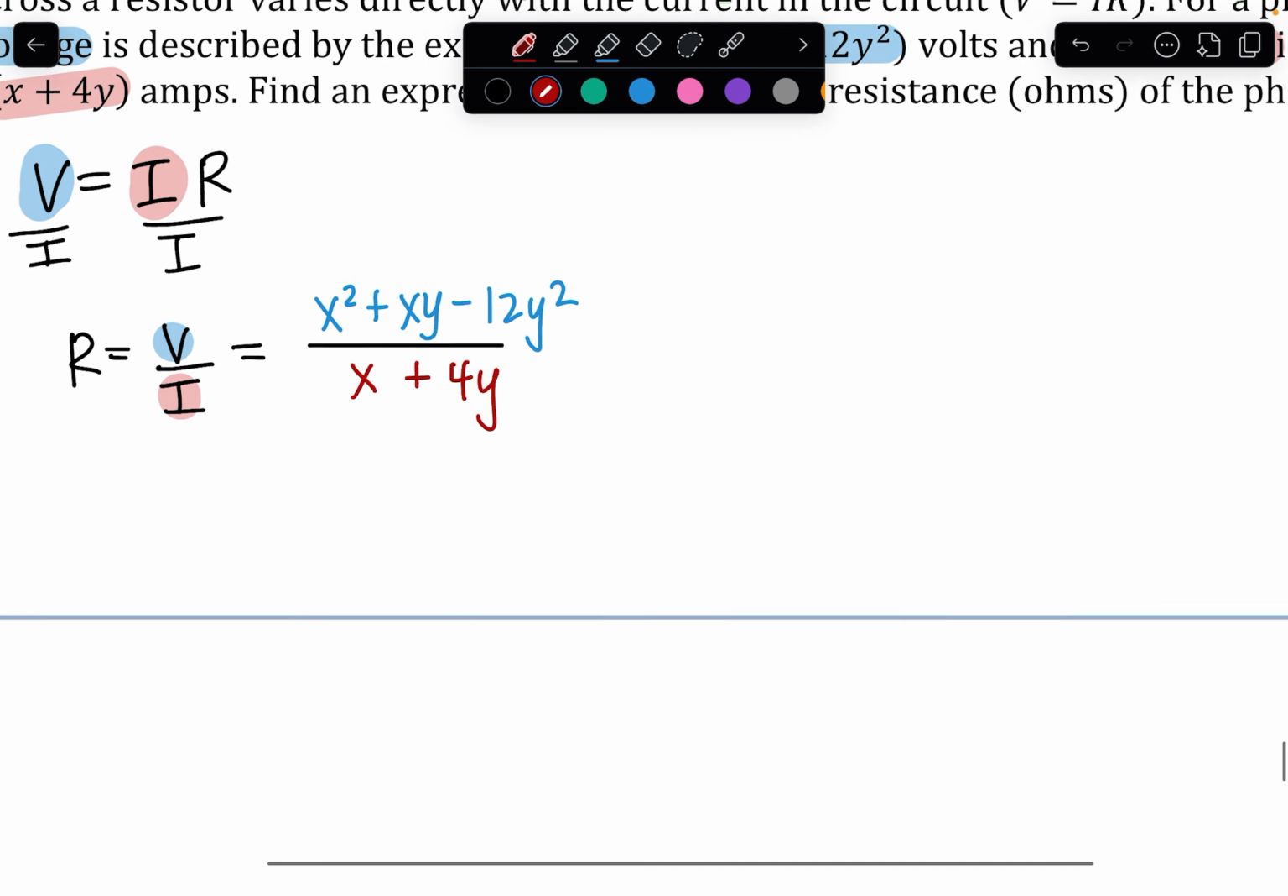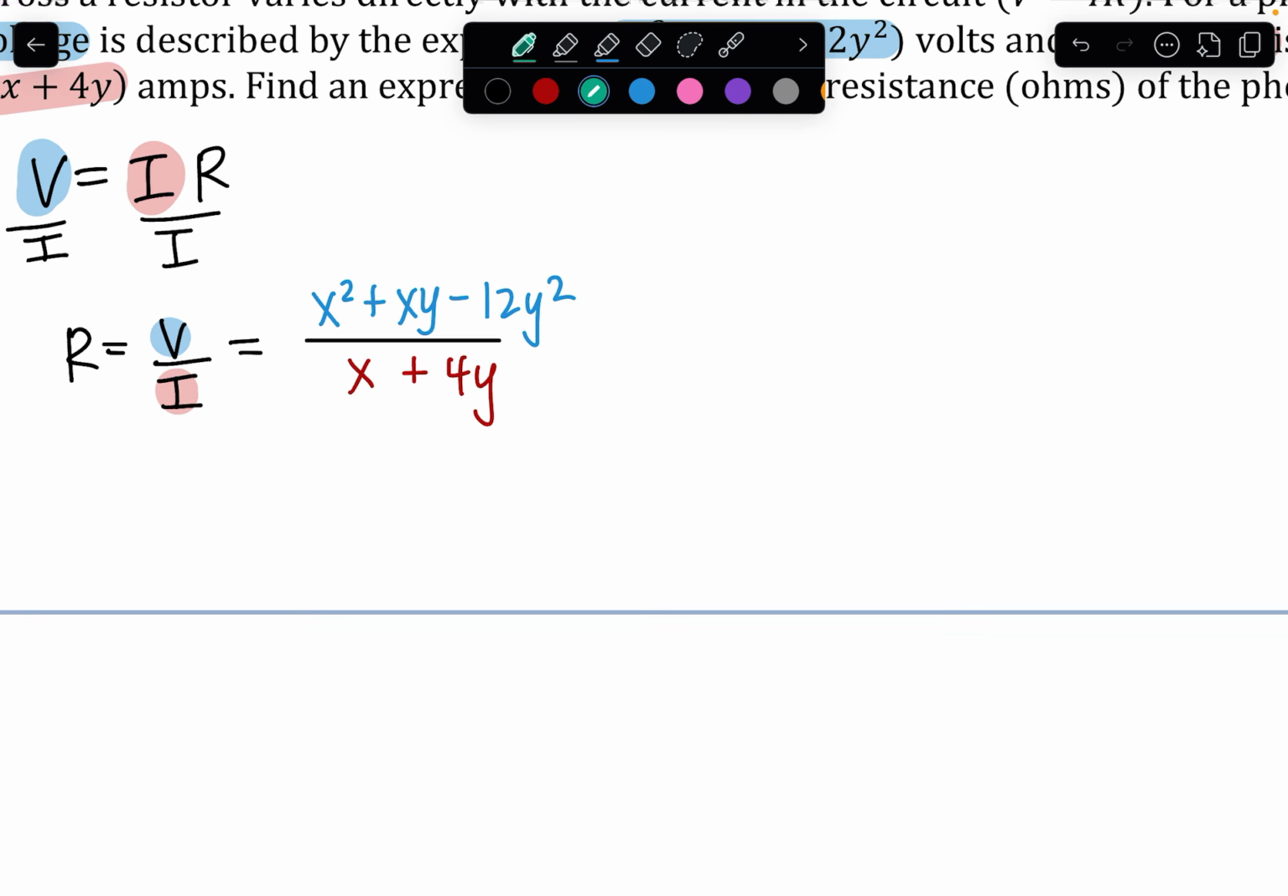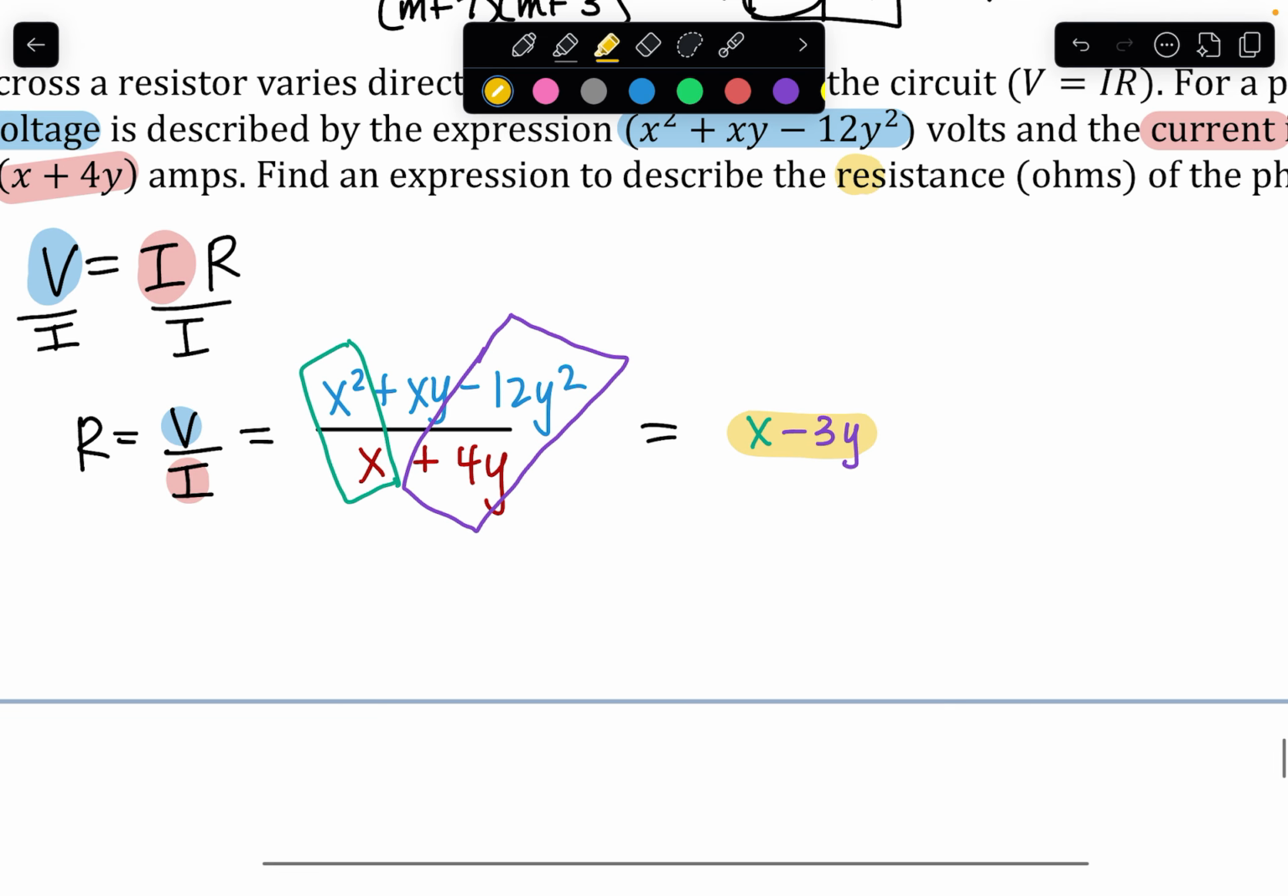So we're going to do that same trick as before. We are going to divide our first terms. x squared divided by x gives me x. And then negative 12y squared divided by 4y would give me negative 3 for the number. y squared divided by y is y. Okay, and so our answer for the resistance is x minus 3y.